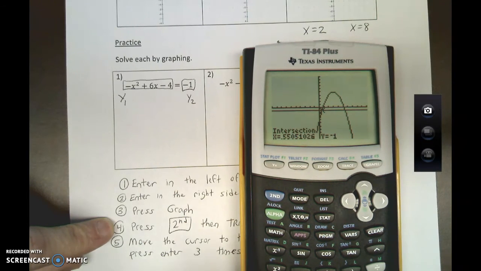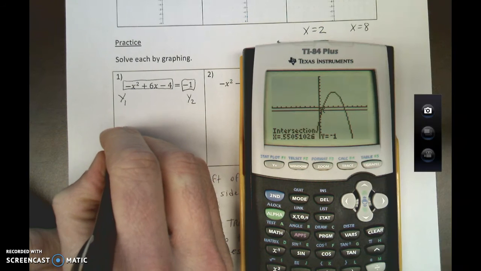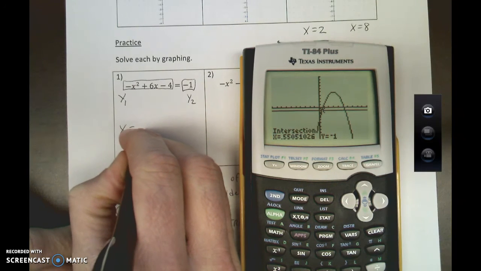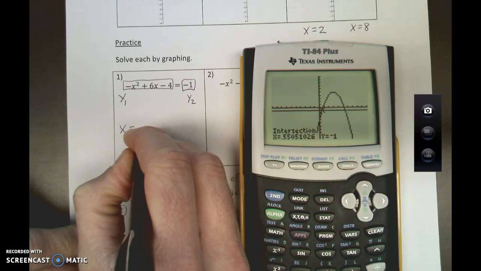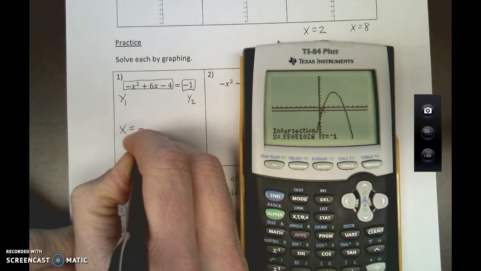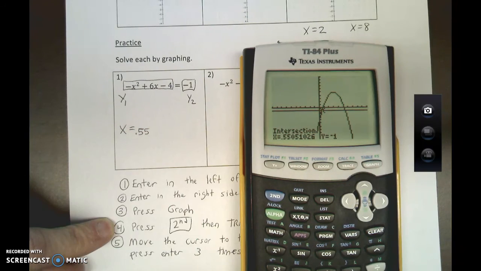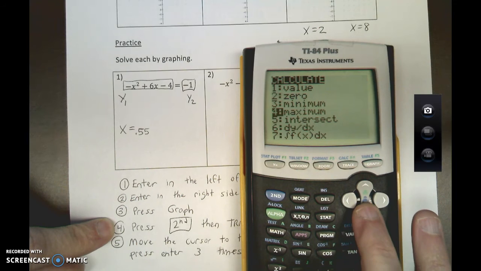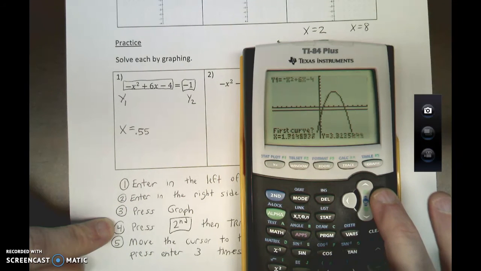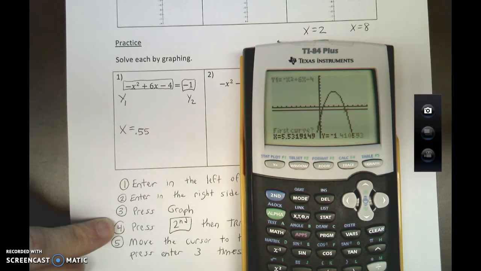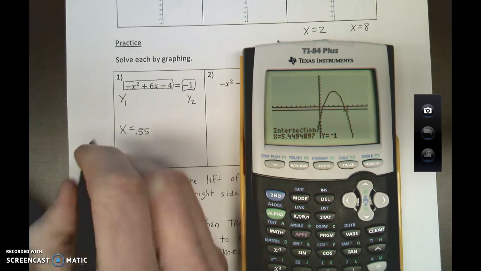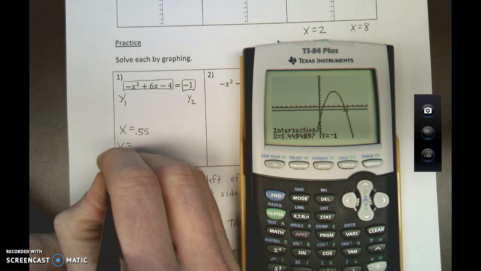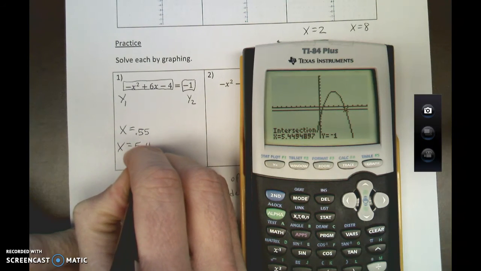Alright, so this one's giving us a decimal answer. This is going to be x equals positive 0.55. We'll round it to the nearest hundredth place. So x equals 0.55. If we do it again, second, trace, intersect, we're going to move it over to the right. Enter, enter, enter. And we get x equals 5.45.